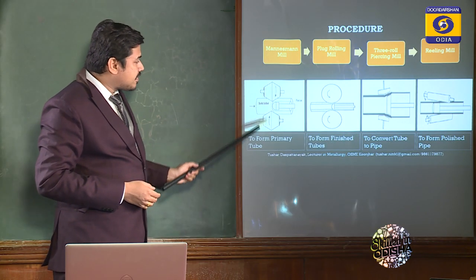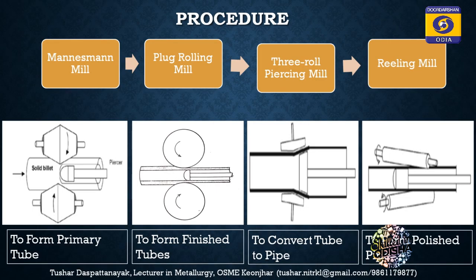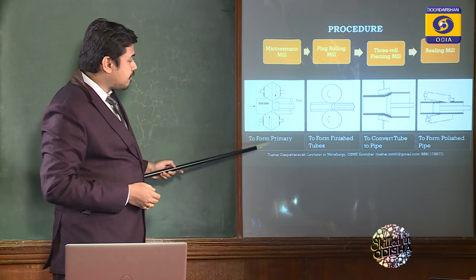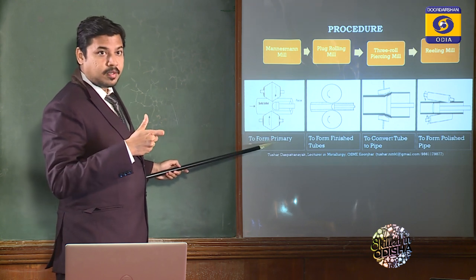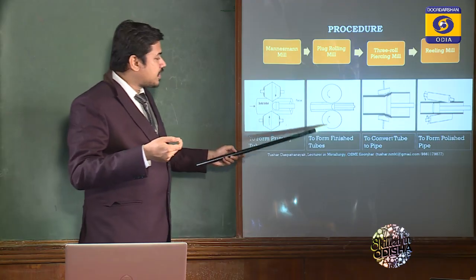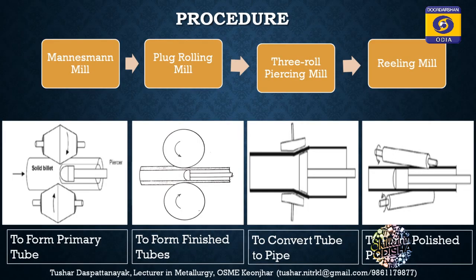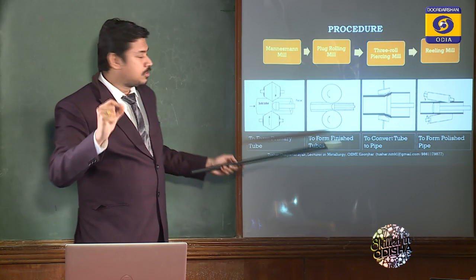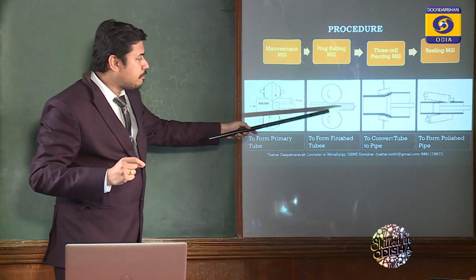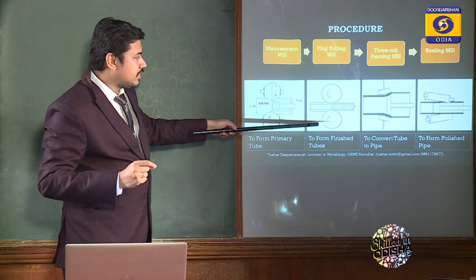A barrel shaped roll is used. This is the mandrel. This barrel shaped roll is used to form the primary tube from the billet. Next step, to form the finished tube, the thickness of the tube is reduced. In the case of the plug rolling mill, we use a plug with two cylindrical rolls.